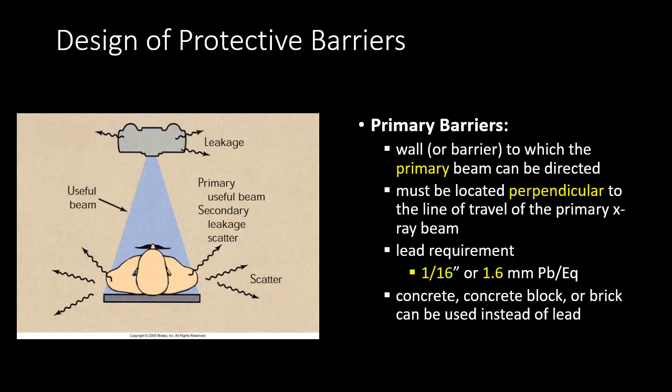For primary barriers, these are walls or barriers to which the primary beam can be directed. It must be located perpendicular to the line of travel of the primary X-ray beam. The lead requirement is 1/16 inch or 1.6 millimeters lead equivalency. Concrete block or brick can be used instead of lead.